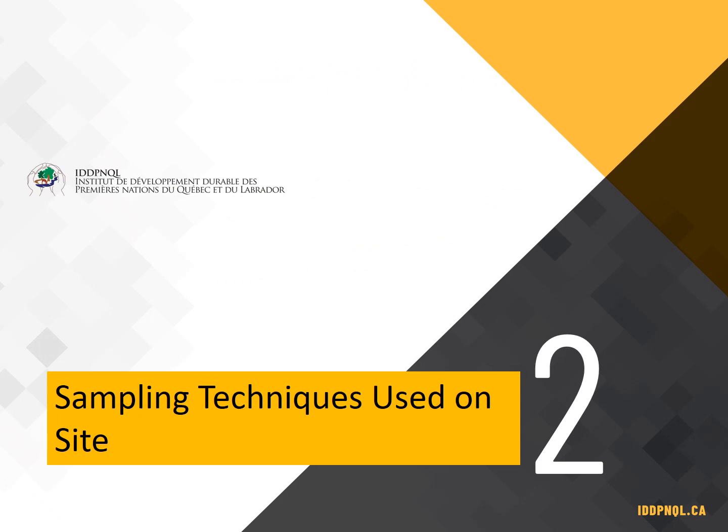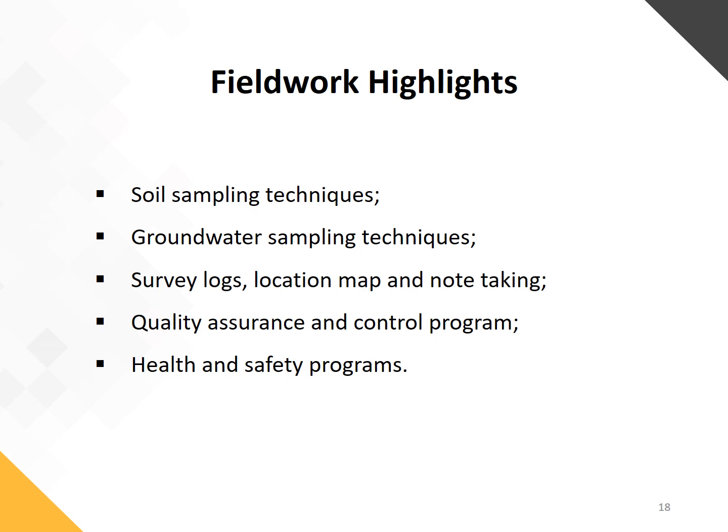Now we'll go more into details for the different sampling techniques that will be used on site. So the second chapter. Now we'll go through different aspects during the field work, such as soil sampling techniques, groundwater sampling techniques, survey logs, location map, and note-taking while you're at the site, then quality assurance and control program, and finally we'll go with health and safety programs.